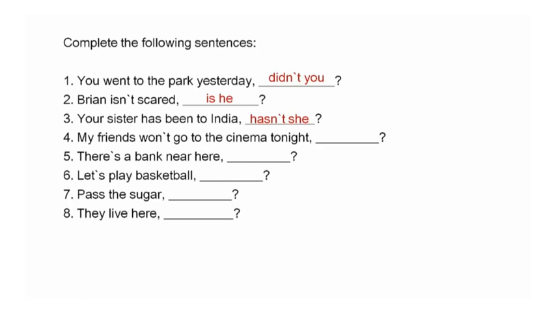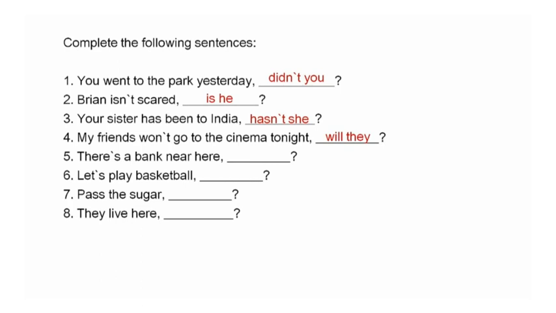Number 4, my friends won't go to the cinema tonight. Try to remember and to guess the correct question tag for this sentence. Will they is the correct answer here. Won't becomes will, and we use they because the subject of this sentence is my friends.